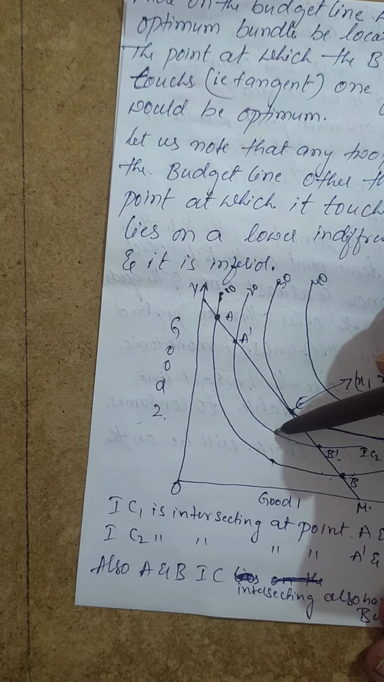And you know very clearly that two indifference curves will have different levels of satisfaction. So the budget remains the same but the satisfaction changes, as we know here. See here, the budget is the same for A and A1, but the satisfaction level is different because this is IC1 and this is IC2.